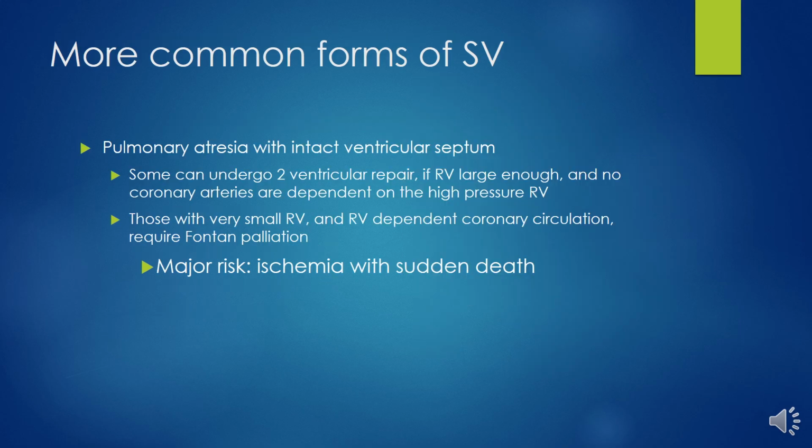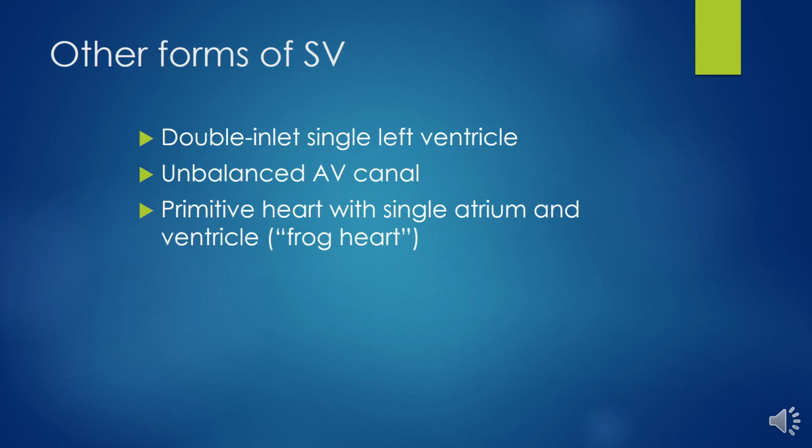Pulmonary atresia with intact ventricular septum. Some can undergo two ventricular repair with an RV large enough and no coronary arteries dependent on the high pressure of the RV. Those with a very small RV and RV dependent coronary circulation require Fontan palliation. The major risk is ischemia and sudden death. The double inlet single ventricle is also common. Unbalanced AV canal and primitive heart with single atrium can be seen.